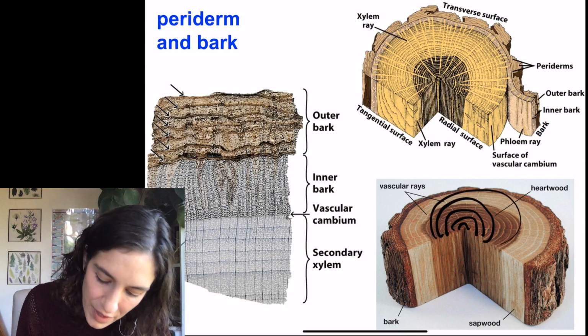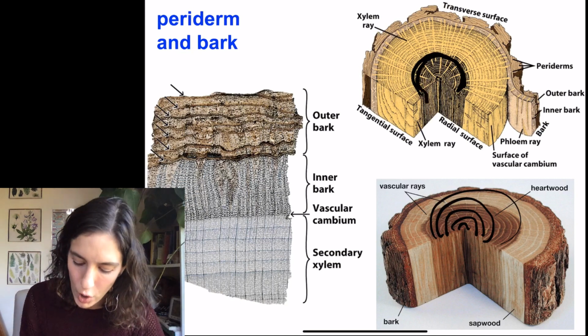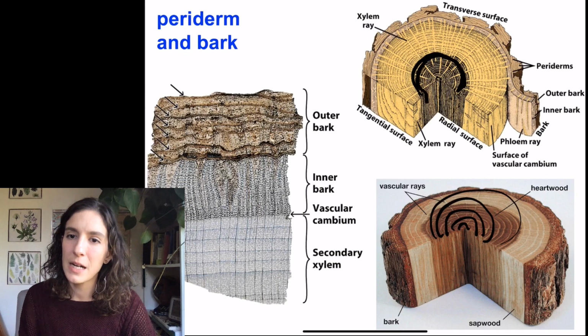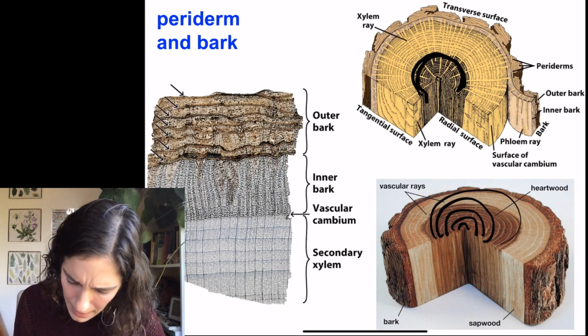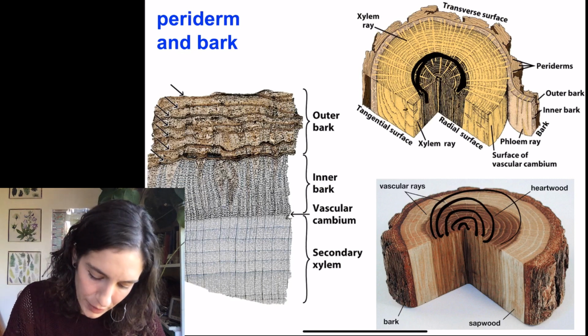And remember, this really darker wood in the middle is called the heartwood, and it's not transporting water and nutrients up and down anymore. It's only this sapwood that's actively conducting water.